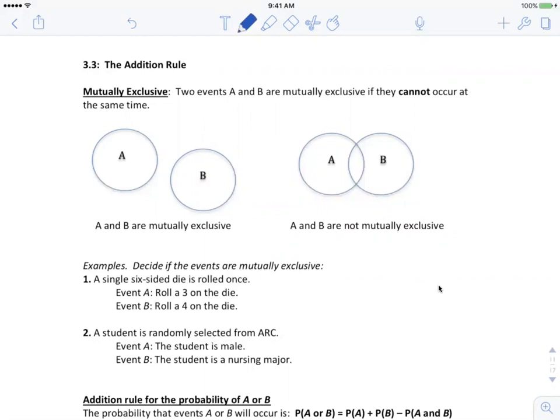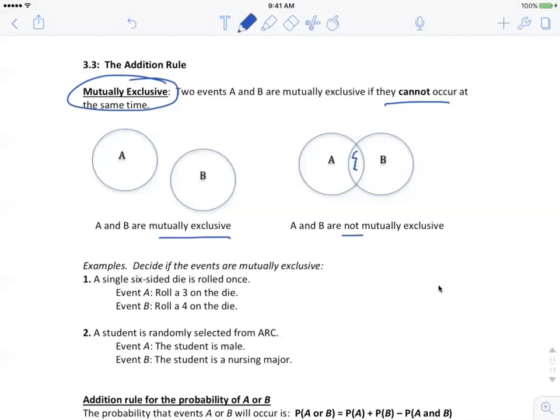Okay, before we get to that, let's look at what's called mutually exclusive. Two events are mutually exclusive if they do not or cannot occur at the same time. So thinking about Venn diagrams here, mutually exclusive is no overlap. They can't happen together. Whereas not mutually exclusive, there is a little overlap there. They can happen, right?